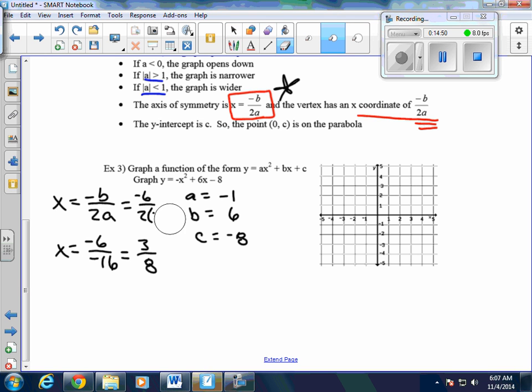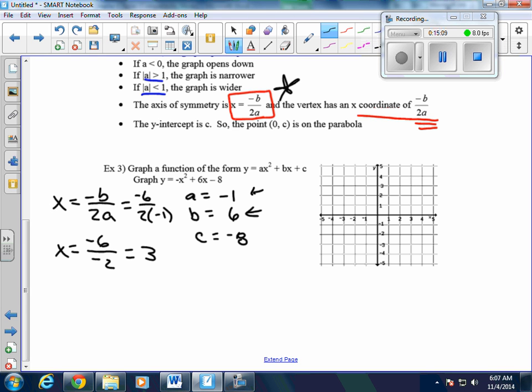Oops, put it in the wrong number. A, that should be a. Let's try that again. So 2a, and a is negative 1, so it's going to be negative 6 over negative 2, which is 3. Right, because b is 6, a is negative 1, and so we're going to go 2 times negative 1 in the denominator, so x is 3.